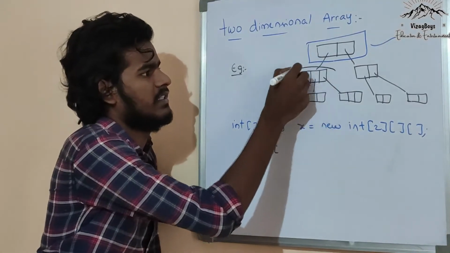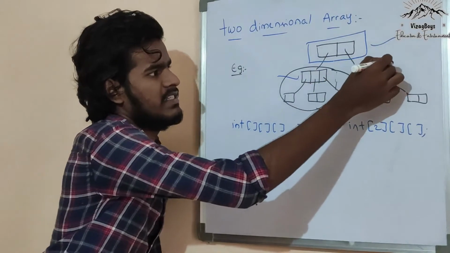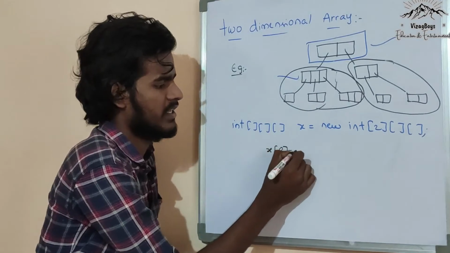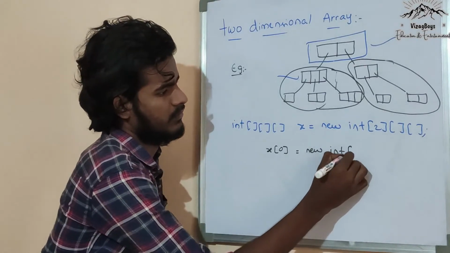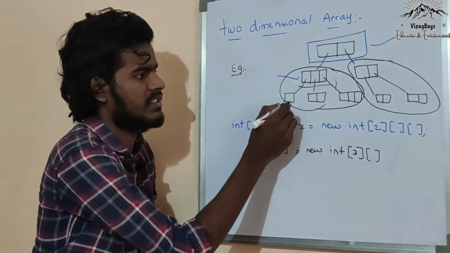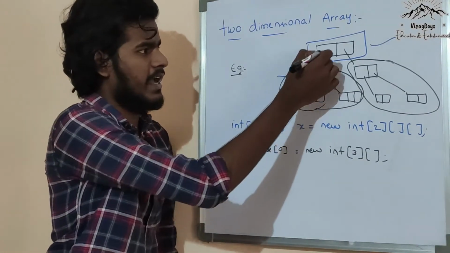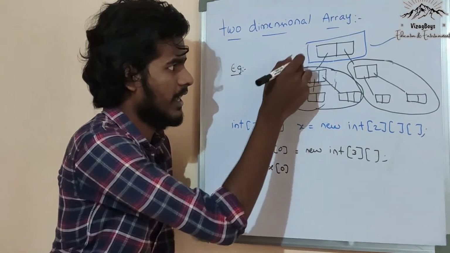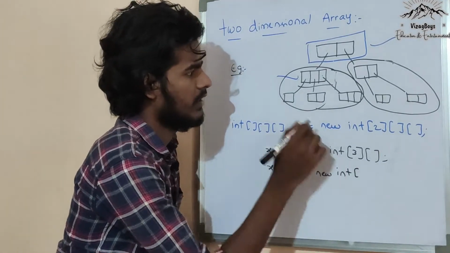x is a 3-dimensional array. The first element contains a 2-dimensional array. The second element contains a 2-dimensional array. x of 0 contains a 2-dimensional array: new int. What is the size? Base size 3. What is the next level size? 1, 2, 3, it varies, so just leave it. Here x of 0 contains one size. x of 0 is new int, a single-dimensional array.